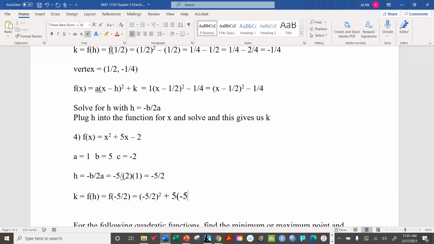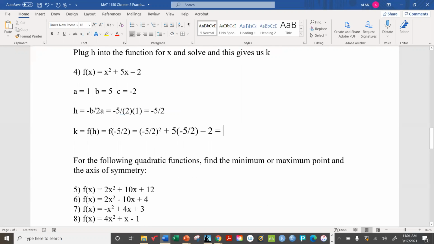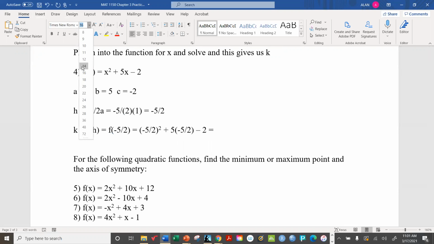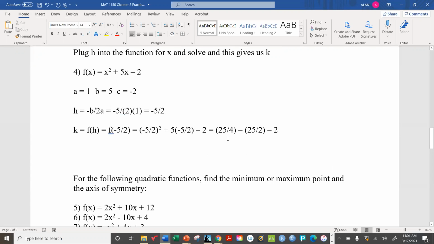Plus 5 times minus 5/2 plus minus 2. All right, so that means now when you square negative 5/2, you end up with 25/4. Here you've got minus 25/2 minus 2. So if we convert these all into quarters, you'll have 25 over 4 minus 50 over 4 minus 8 over 4.